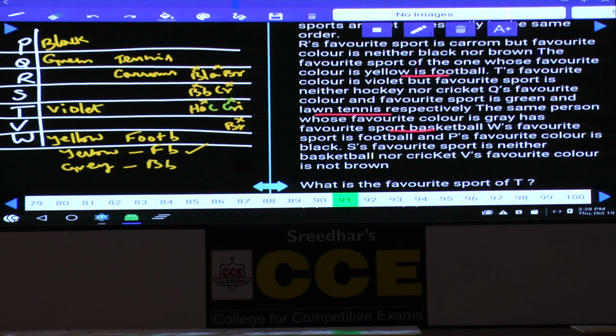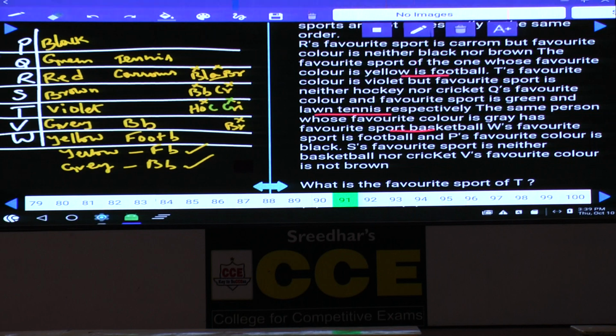Why S cannot be grey? Because if S is grey, then basketball, here S does not play basketball. If B plays basketball and the color is grey. Now 5 colors were done. Now this person does not like black and brown, isn't it? Yes, black and brown are ruled out here, and this S must like brown color. If S likes brown, then black, green, brown, violet, grey and yellow are done, hence red is the color left out. R must like red color.